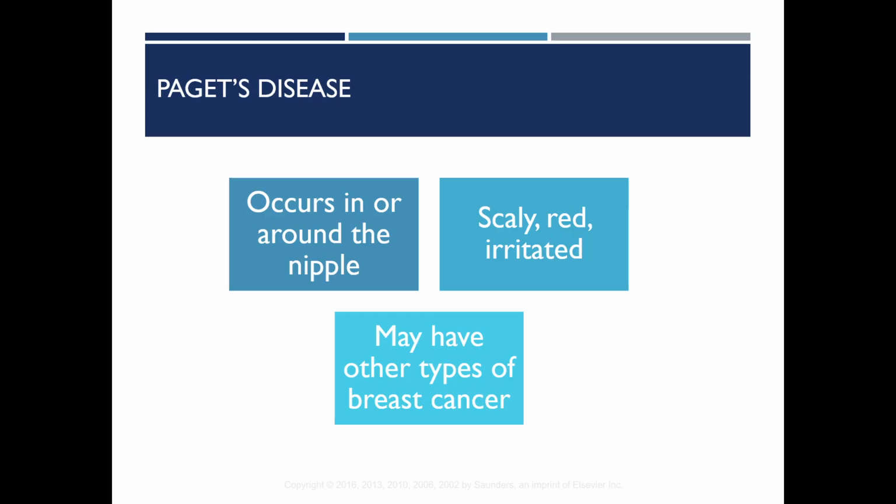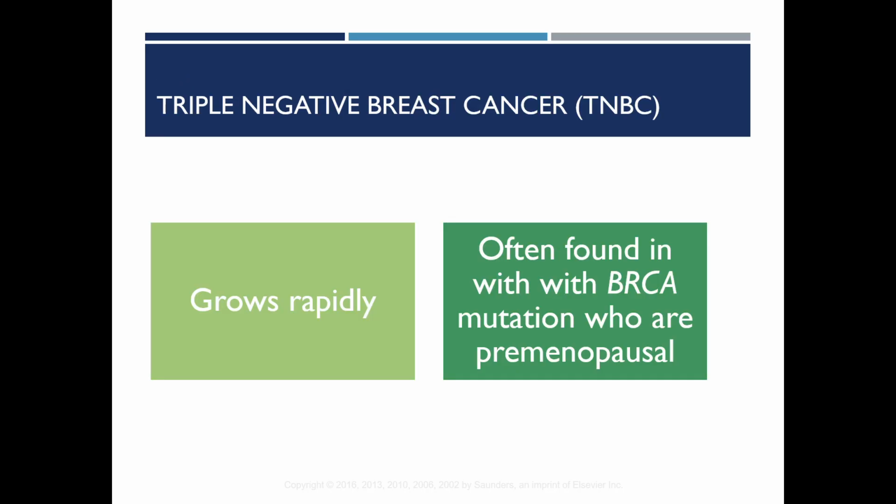All right, then it talks about Paget's disease. It usually progresses from the nipple duct to the nipple surface to the areola. It's critical to see because they often have other types of breast cancer as well. Then it says triple negative breast cancer. This lacks expression of the estrogen receptor, the progesterone receptor, and human epidermal growth factor receptor 2.